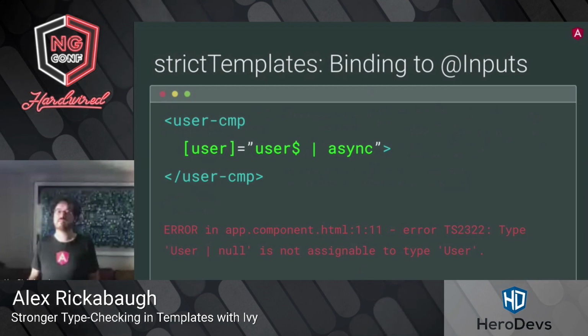The compiler knows the async pipe is going to produce either a user or null, and it can check that both of those values would be compatible with the user input of our component. And if they're not, it can let you know with an error message.